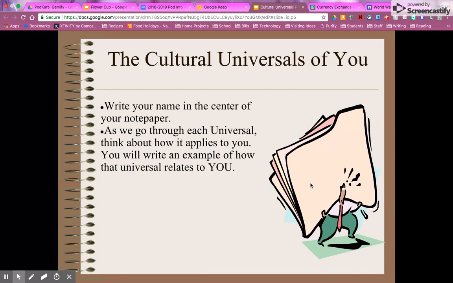So for cultural universals, you'll have a worksheet or a piece of paper that you're going to want to write your name in the center of. And as we go through each universal, think about how it applies to you. And you're going to want to write at least one example, although more if you have them, of how those universals relate to you. Okay, so are you ready? Do you have your paper? Take a moment, find that. All right, here we go.